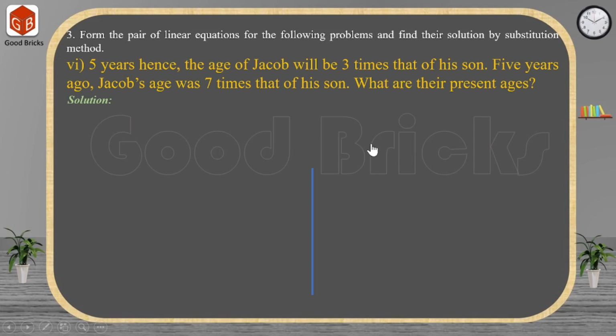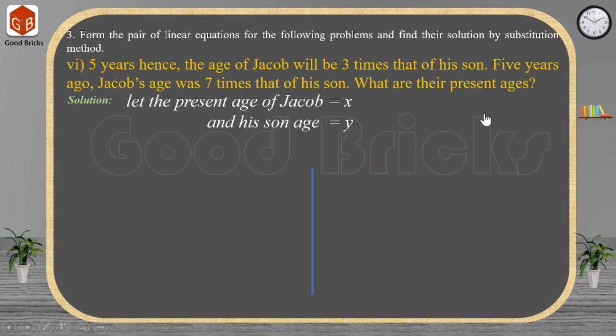Hi guys, let us solve the last problem of this exercise. In this problem they said that 5 years hence the age of Jacob will be 3 times that of his son. 5 years ago Jacob's age was 7 times that of his son. What are their present ages? We don't know, so let us assume their present ages as x and y.